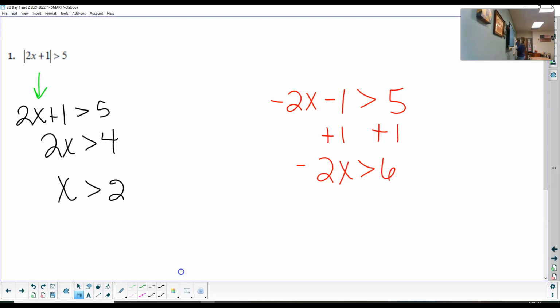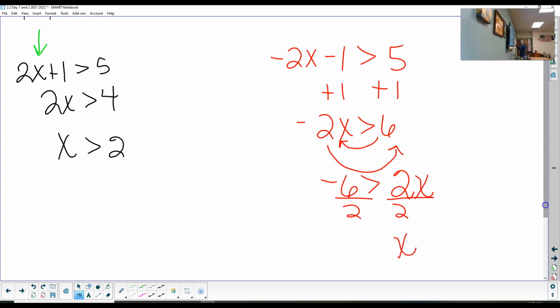So this negative 2x is going to go to this side. Remember, when it goes to the other side of an inequality or an equal sign, the sign changes. So this is going to be a positive 2x over here. The positive 6 is going to switch places and turn into a negative 6. And I'm just going to bring down the inequality symbol. I don't have to worry about flipping the sign. All I have to do now is divide both sides by a positive 2. So once I divide both sides by a positive 2, I get x is going to be less than negative 3.